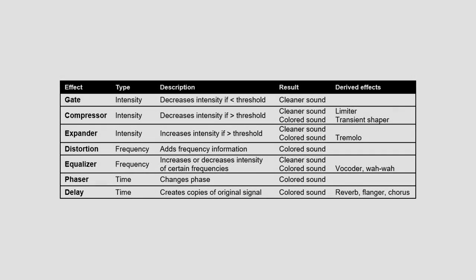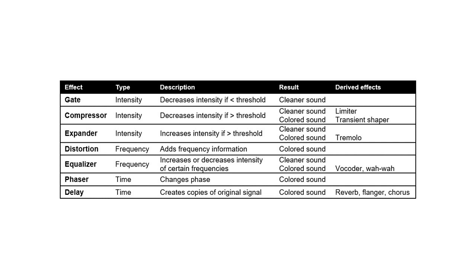In Table 6, basic processor or effect units, or effects, or for even lazier people, FX, are displayed. Table 6 has 5 columns: effect, type, description, result, and derived effects. Let us study this table for a bit.